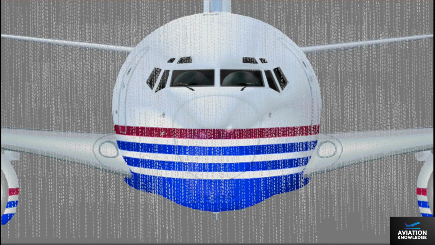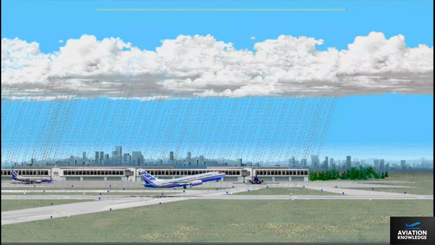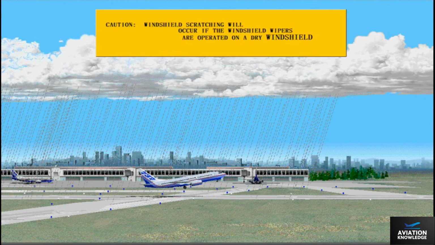The rain removal system for the number 1 windows consists of wipers and a rain repellent coating on the windows. Wipers are used in rain or snow during taxi, takeoff, approach, and landing. Caution: do not operate the windshield wipers on a dry windshield. Operating the wipers on a dry window can damage the permanent rain repellent coating.